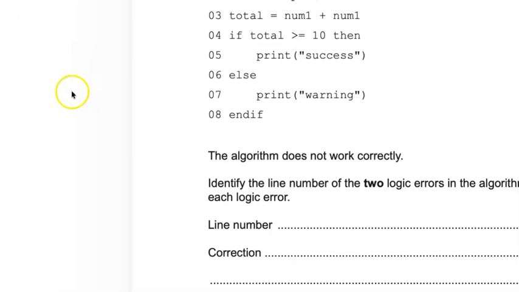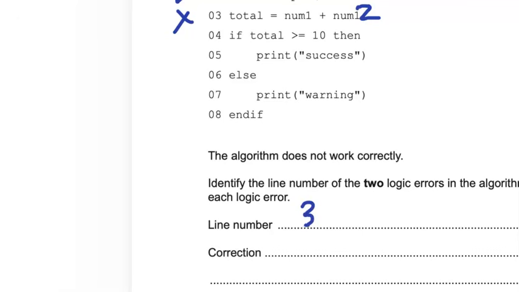Okay, so I like to do these questions by looking at every line one by one. So we've got the first line, num1 equals input, enter a number. So this is basically semi-Python. It's not 100% Python, but it's very similar. That looks okay. Num2 equals input, enter a number. That looks okay too. Total equals num1 plus num1. Okay, so that's our first error because it should be num2, not num1. So that's our first one.